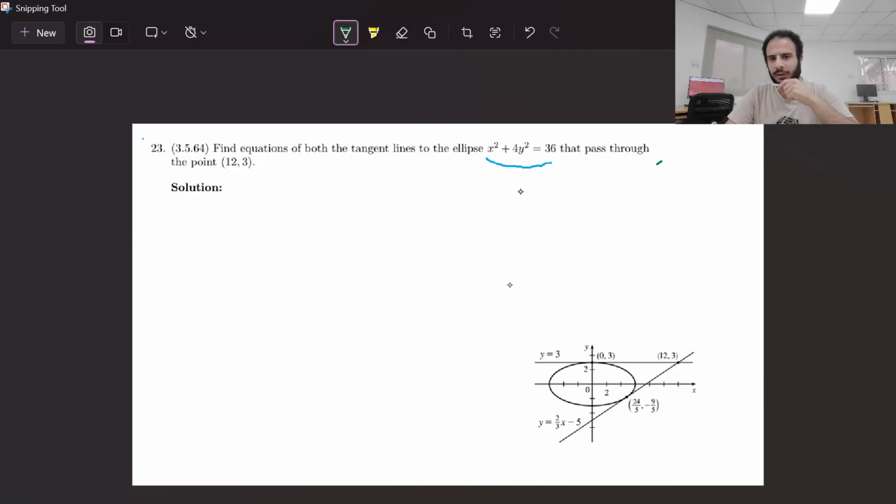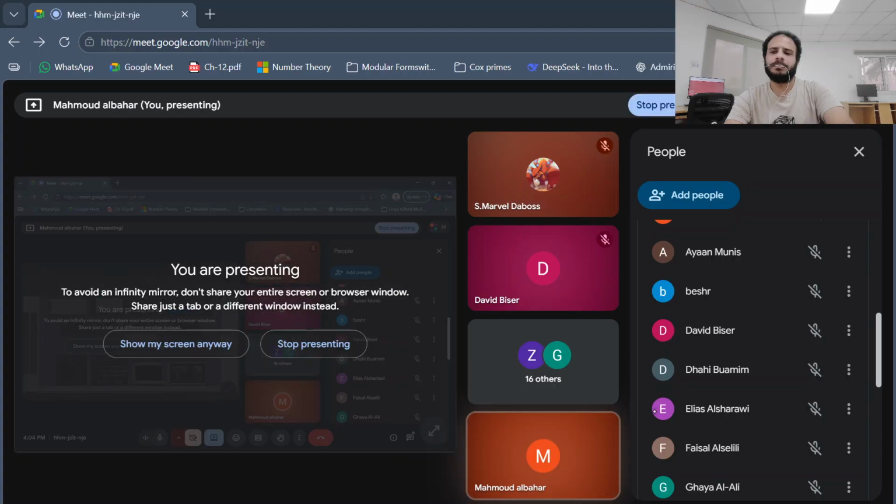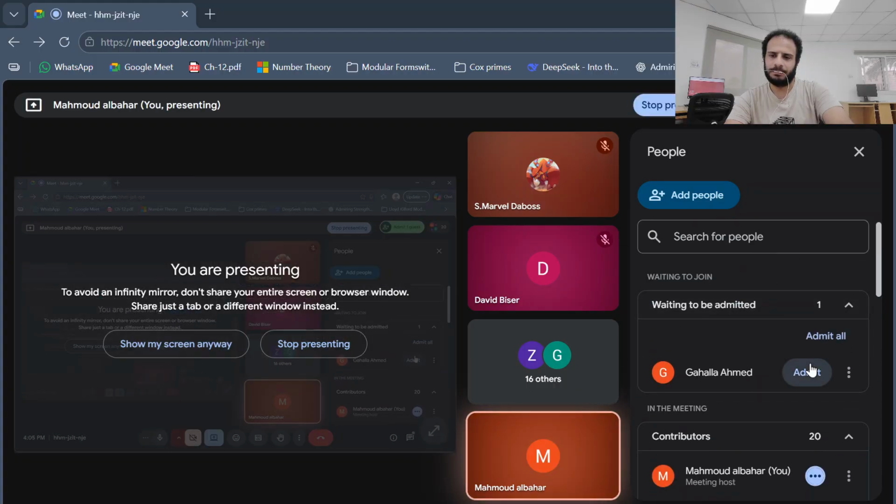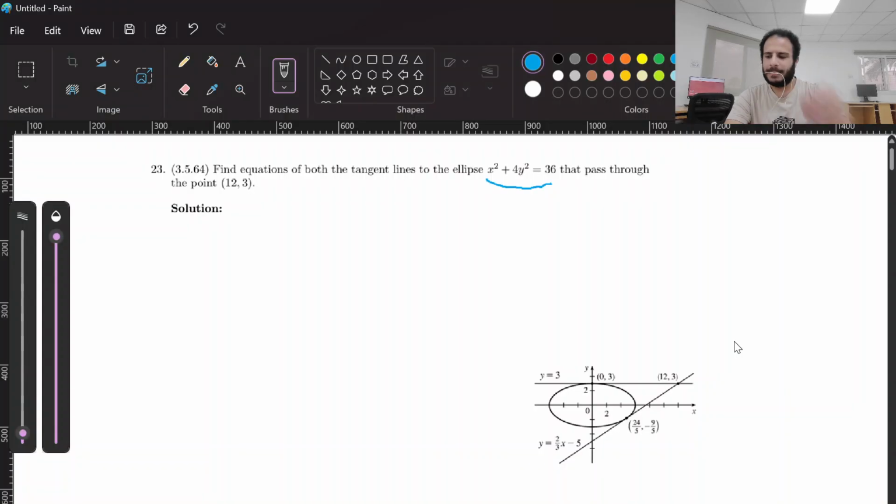Let's continue. So, David, we have this curve, right? x squared plus 4y squared equals 36. We want to find the equations of both the tangent lines to the ellipse that pass through the point (12, 3). Okay? So, we need to find the slope, right? We need to find the derivative. Let's find the derivative again.